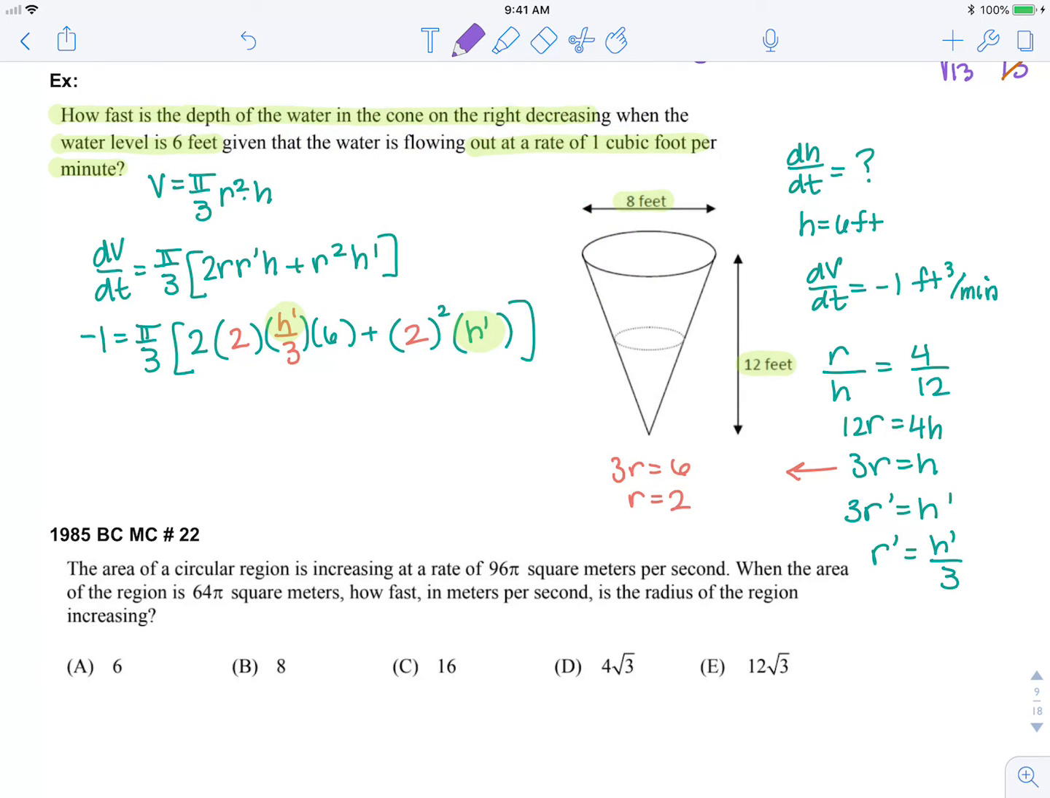So dividing by pi over 3, I have -3 over pi equals 8h prime plus 4h prime, which is 12h prime. So solving for h prime, it equals -3 over 12 pi, which is -1 over 4 pi. And the units are going to be change in height, which is feet, over change in time, which is minutes.